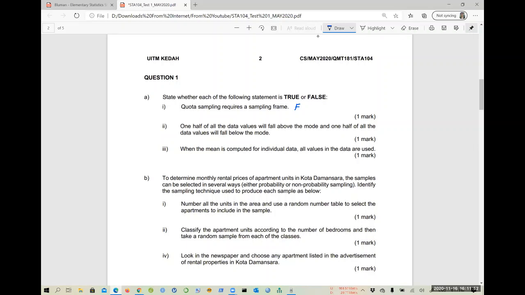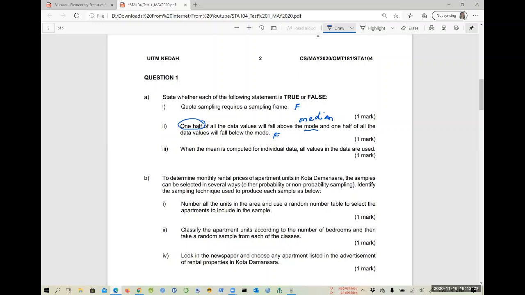The second one is, 1/2 of all the data values will fall above the mode, and 1/2 of all the data values will fall below the mode. This is also a false statement. The key word here is 1/2. Whenever you have 1/2, normally this refers not to the mode but to the median. So 1/2 below, 1/2 above the median value, not the mode value. So this statement is false.